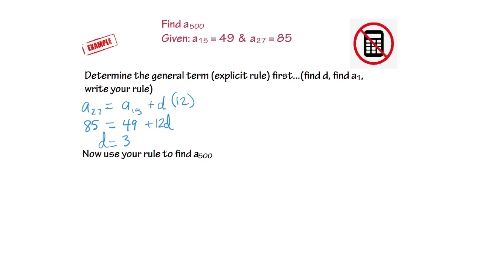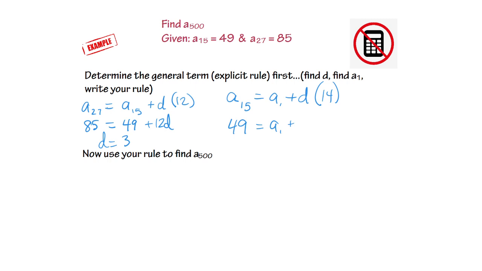All right, so now I'm going to do this again, but this time what I have to find is the first term. Now, I'm going to have to use one of the given terms. I'm probably going to use this one just because it's smaller. So I'm going to write another formula here, another explicit rule. So the 15th term would be the first term plus the common difference 14 times. But I know some stuff here. The 15th term is 49.